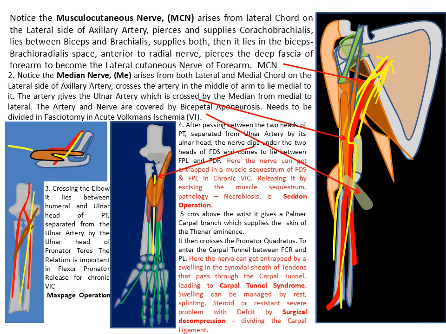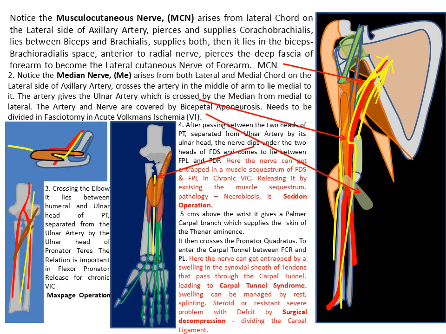Now, see the third. After crossing the elbow, it lies between the humeral and ulnar head of the pronator teres, separated from the ulnar artery by the ulnar head of the pronator teres. The relation is important in flexor pronator release for chronic VIC, which is also called Max Page's operation.